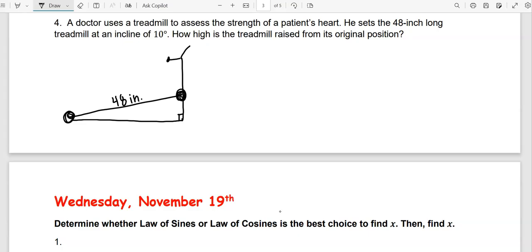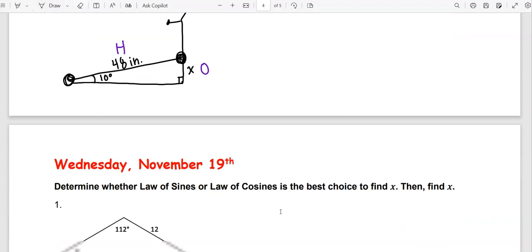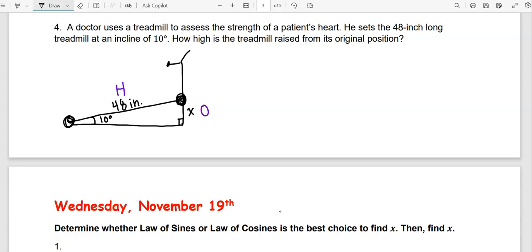And it says set at an incline of 10 degrees. Where does that go? Which angle? The bottom left, so this one, 10 degrees. They want to know how high is the treadmill raised from its original position. Compared to 10 degrees, what side are we finding? The opposite side. So I'm going to put an X here, and that is my opposite side. The 48 is my hypotenuse, so what can I use? Sine. So sine of 10 degrees is equal to opposite side is X over hypotenuse is 48.